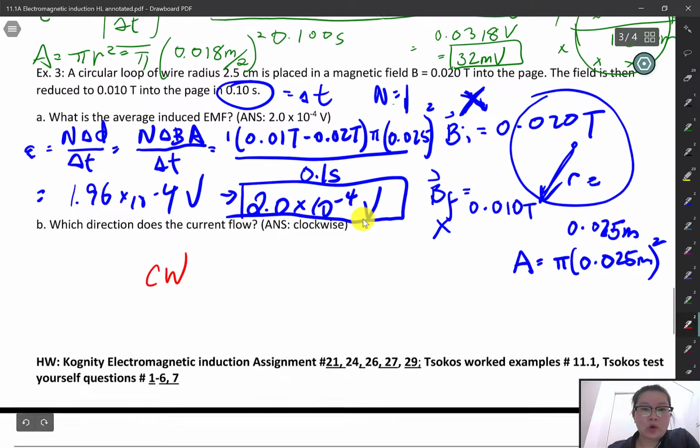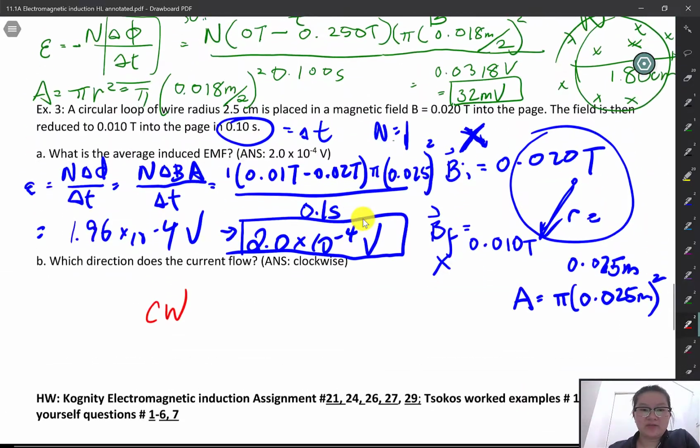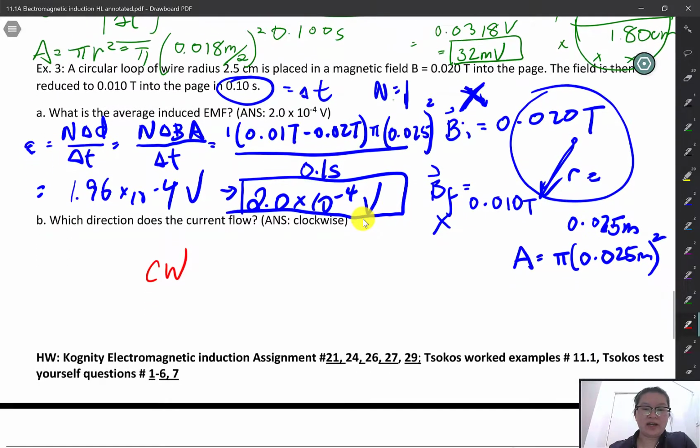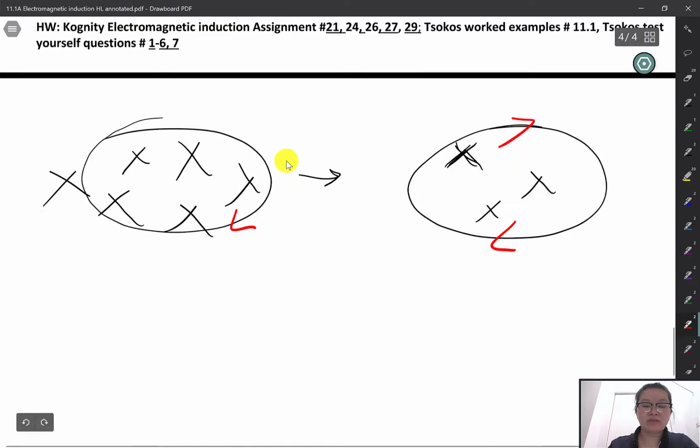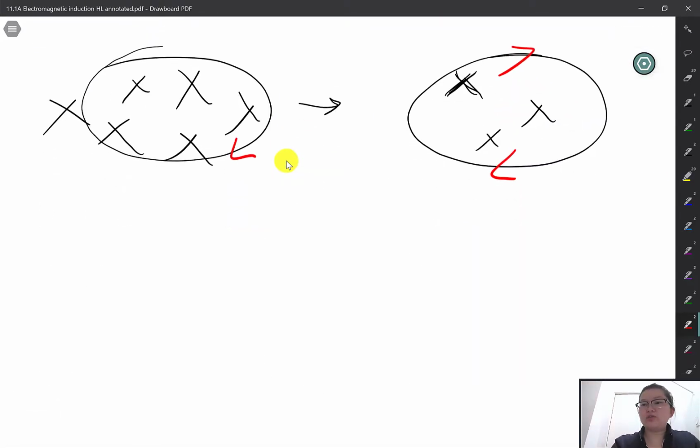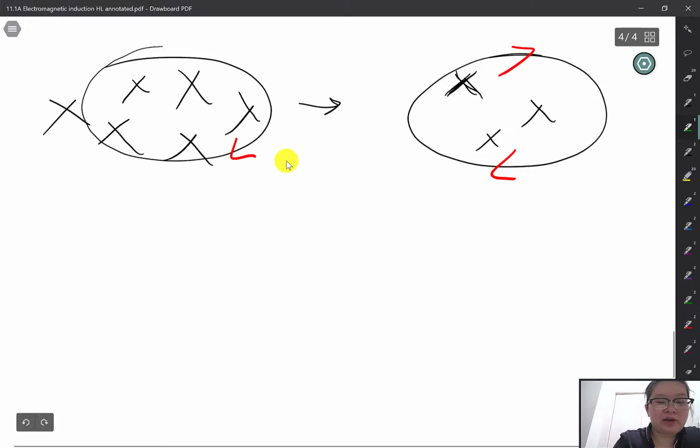I actually want to do a quick pivot. Not a quick pivot, but actually a tag-along question. Because in this question, notice that the field is reduced to something into the page. What happens if the magnetic field is now out of the page? So I'm going to go to a quick example. Hopefully it won't be too bad.